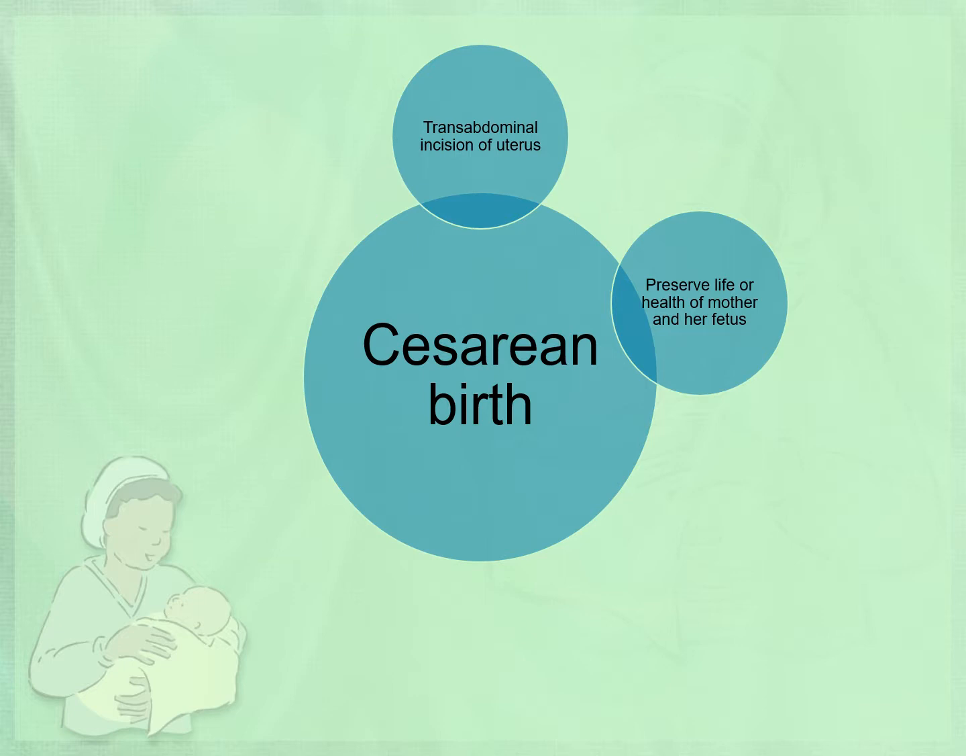Most cesareans are performed when a condition exists that poses a threat to the mother and the fetus if a vaginal birth occurred, such as placenta previa or placental abruption. Common indications of cesarean birth can be found in your textbook.